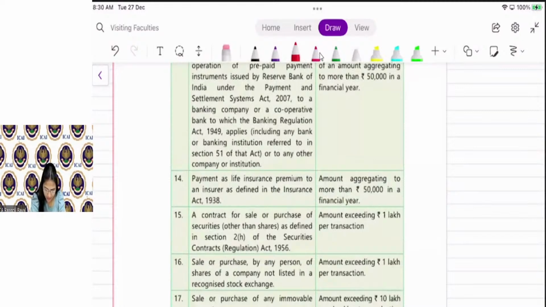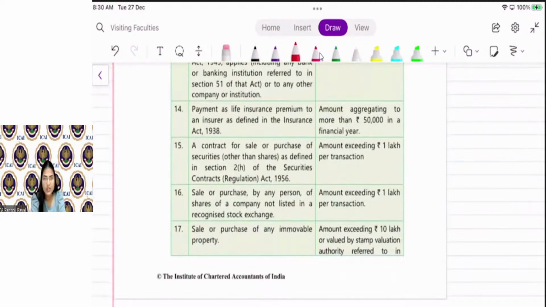Payment as life insurance premium to an insurer as defined in the Insurance Act 1938. If you are paying LIC premium and the aggregate amount paid by you during the financial year is more than 50,000, then you have to provide your PAN to the LIC.